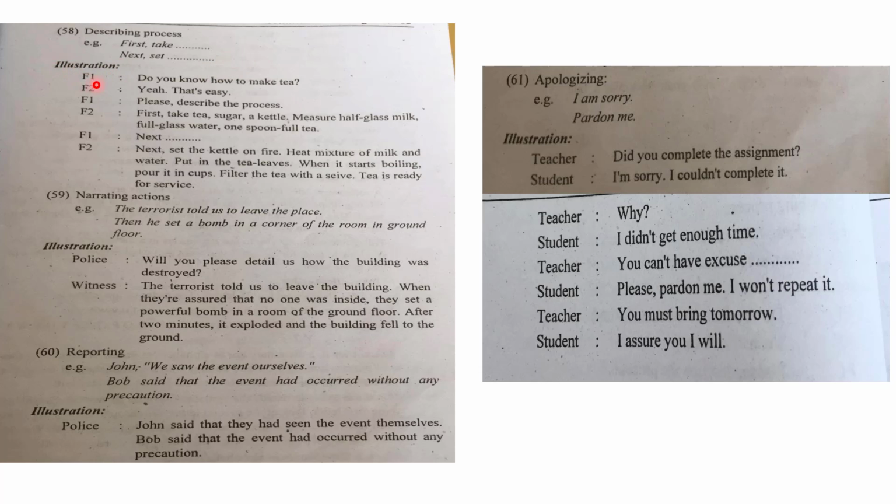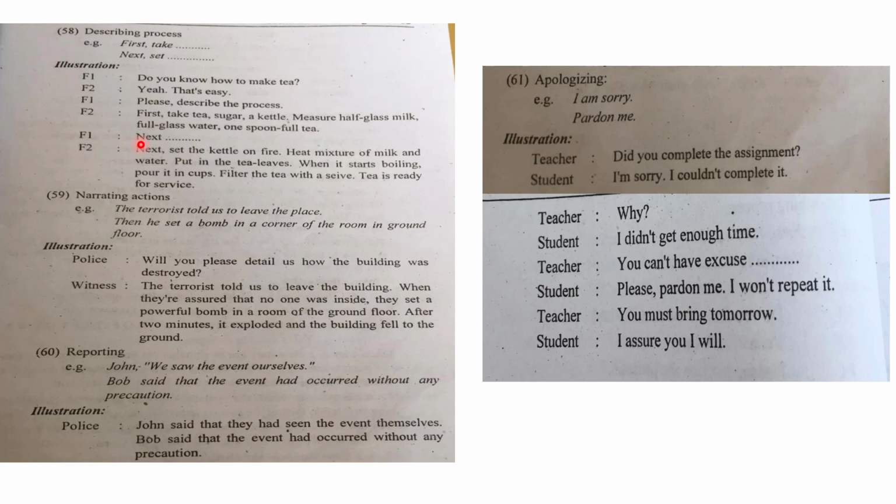For example, F1 says, do you know how to make tea? F2 says, yeah, that's easy. F1 says, please describe the process. F2 is describing the process of making a tea, and he says, first take tea, which means the tea roast. First take tea, sugar, a kettle, and then measure half glass of milk, full glass water, 1 spoonful tea.